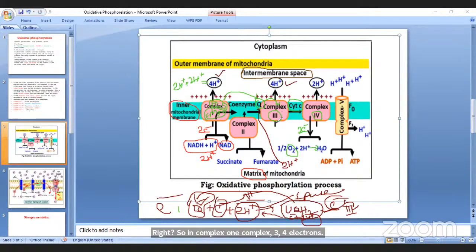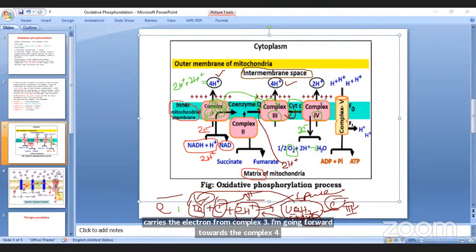Now the electron goes from complex 3 to cytochrome C. This is cytochrome C, actually a mobile carrier. Mobile carrier means it is transported between complex 3 and complex 4. It carries the electron from complex 3 and carries it forward towards complex 4. From complex 4, this electron is finally received by oxygen.